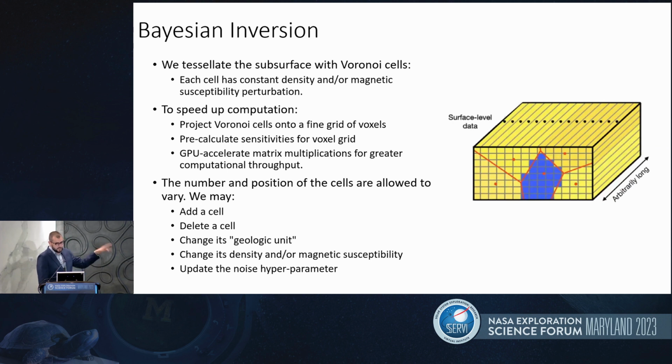And then as we iterate, we can vary the number and positions of the cells. We can add a cell, we can delete it. We can change its geologic unit. That's one way that we bake in sort of the prior. Basalt has a known density, a void space would have a known density contrast. We also allow ourselves to perturb the density and magnetic susceptibilities by a small amount around those fixed values. And then we can also update the noise hyperparameter.